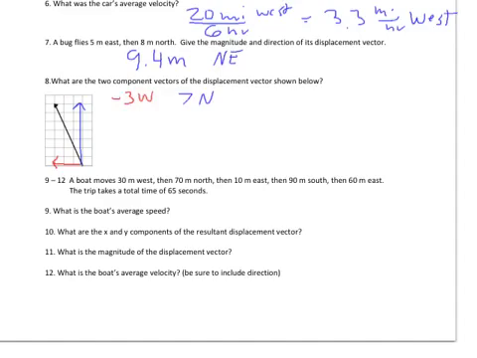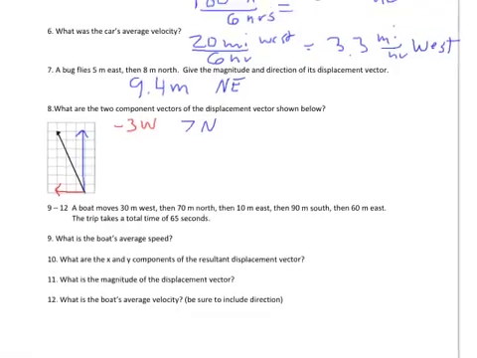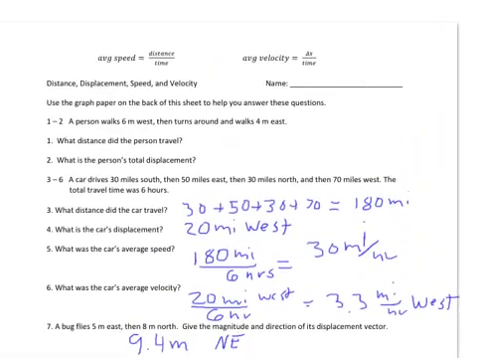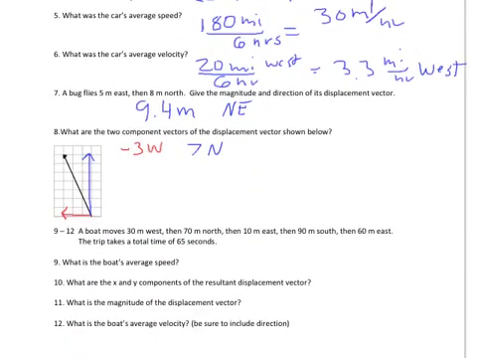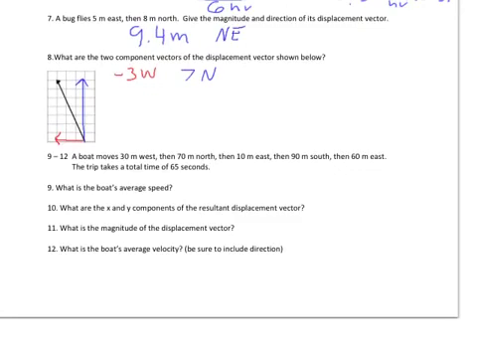Alright, number 9 asks us, what is the boat's average speed? And if we recall, the equation for the average speed is the distance, which is a scalar, divided by the time. In other words, we don't care what the direction is. We just want to know the total distance that boat traveled divided by the total time it took to travel that far. So the boat's speed is going to be found by first finding the total distance.